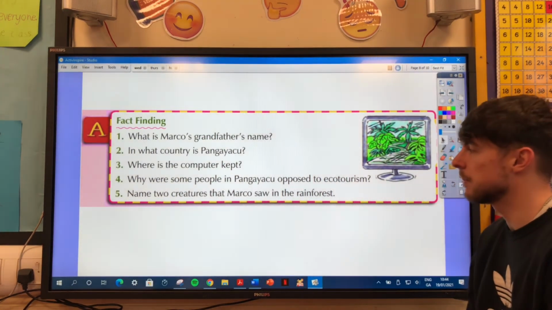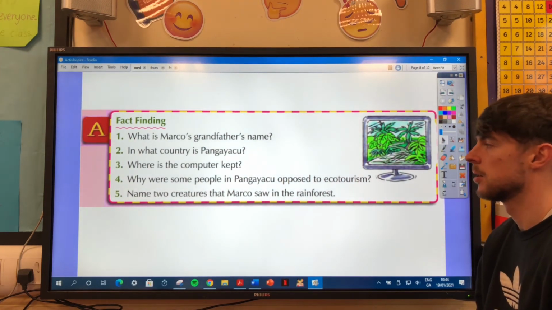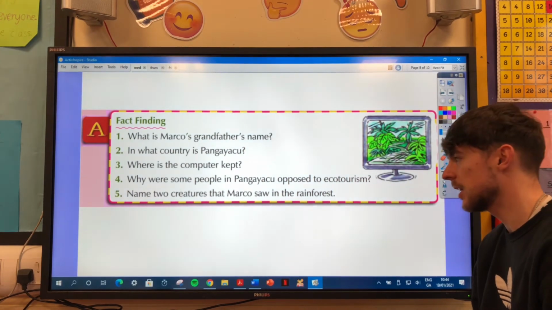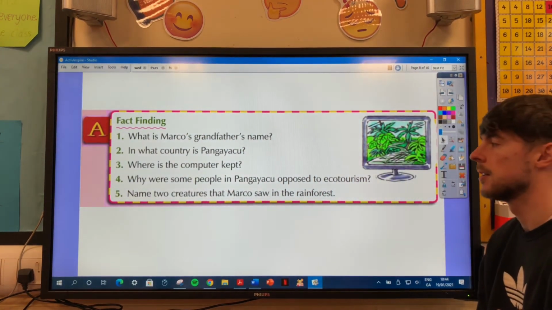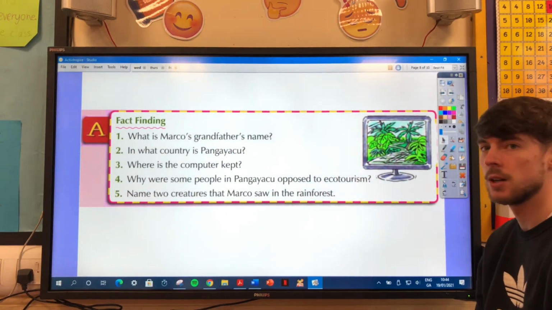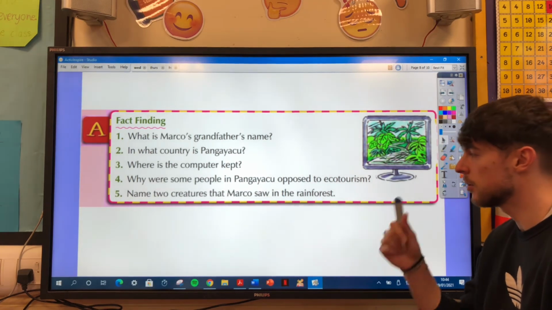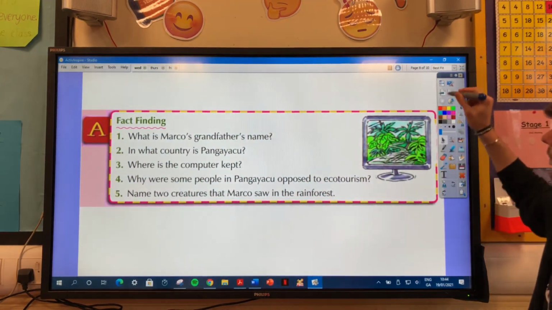Why were some people in Pangyuku opposed to ecotourism? So some people in Pangyuku were opposed to ecotourism because, okay. Name 2 creatures that Marco saw in the rainforest. So 2 creatures. So Marco saw whatever. So he's going into your copy.